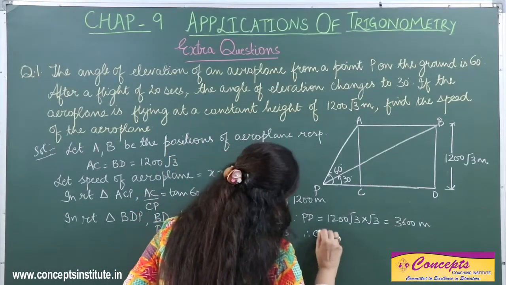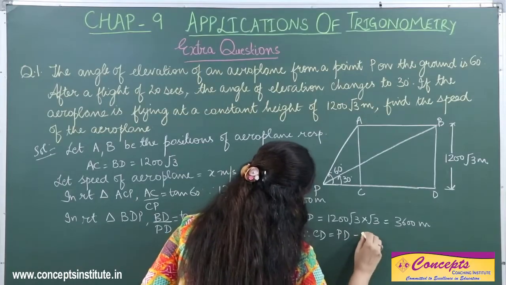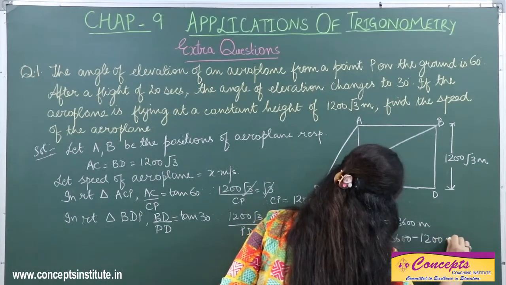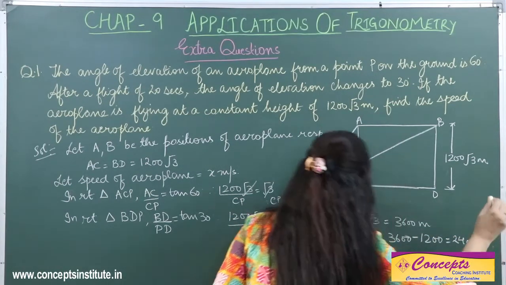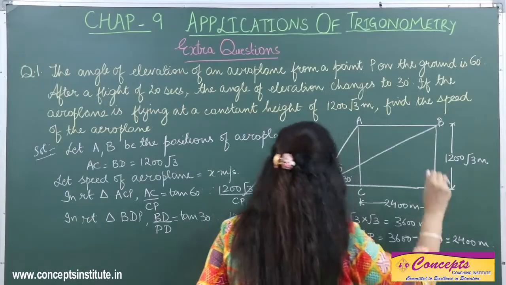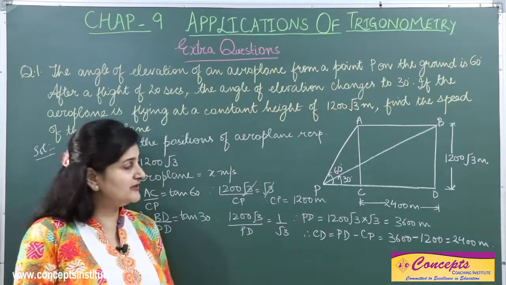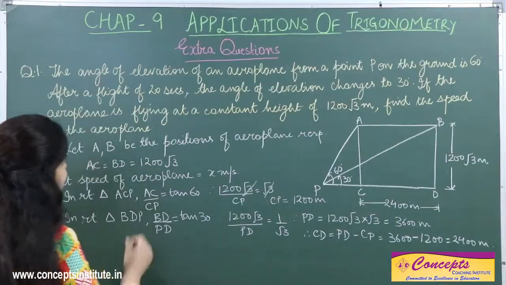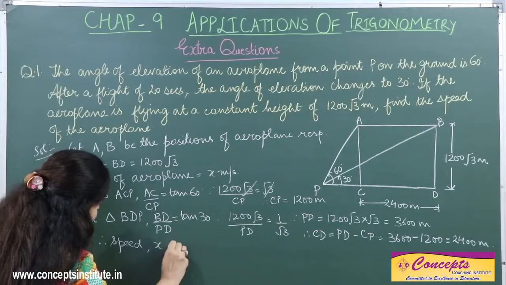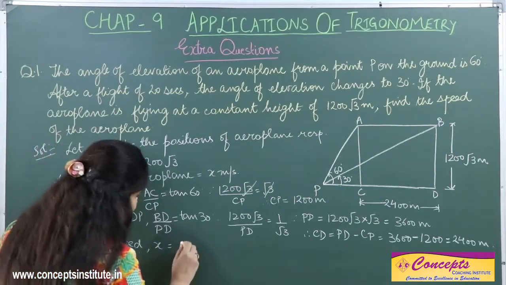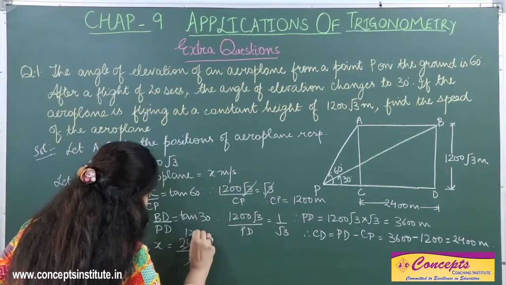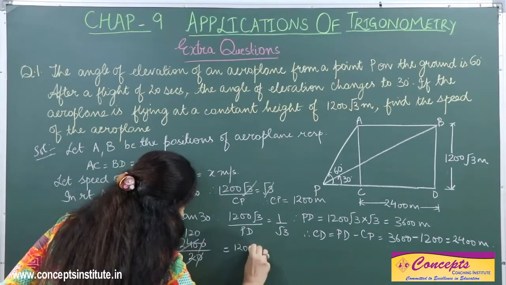So therefore CD would be PD minus CP, so that would be 3600 minus 1200, so this is 2400 meters. Right, so this distance CD has come out to be equals to 2400 meters, and this distance was covered in how many seconds? In 20 seconds, isn't it? Yes. So therefore speed, that is x, speed is equals to distance upon time, so 2400 upon 20, so this comes out to be 120, right, meters per second.